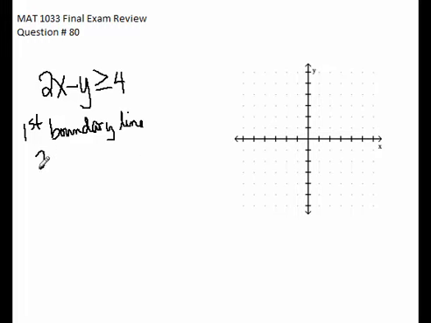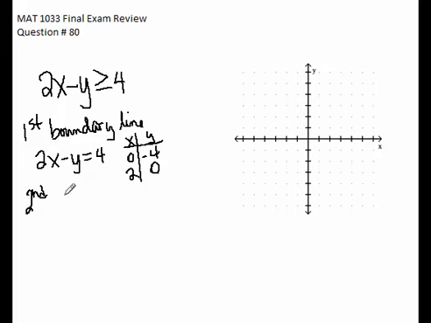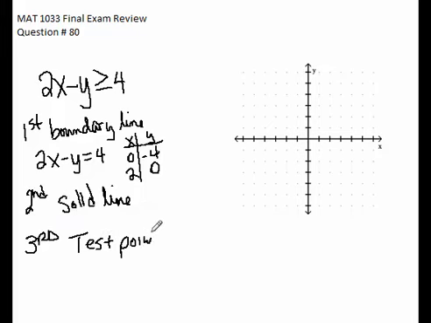And the boundary line is 2x minus y equals 4 using an XY table. If x is 0, y is -4. If y is 0, x is 2. And then the second thing that we do is, is it dashed or is it solid? And because of the equal to part of the inequality, this is going to be a solid line. And then the third thing that we do is we decide where we're going to shade. And we were using a test point when we were doing these problems in class.